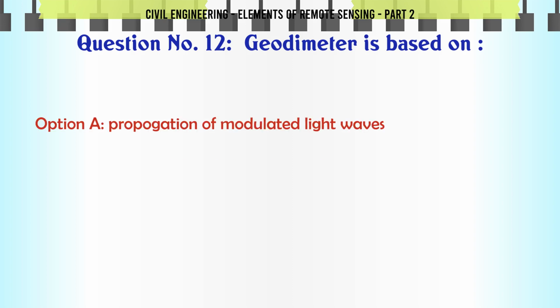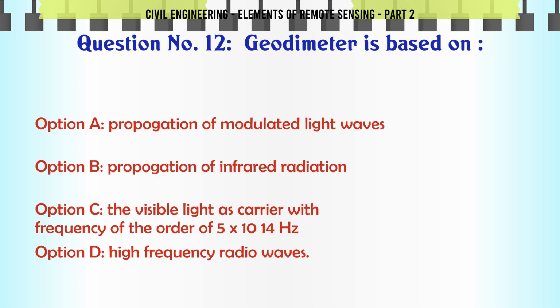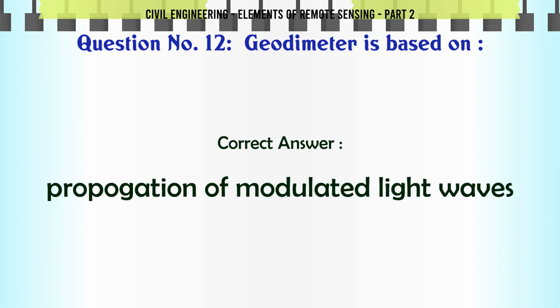Geodimeter is based on A. Propagation of modulated light waves. B. Propagation of infrared radiation. C. The visible light as carrier with frequency of the order of 5 x 10^14 Hz. D. High frequency radio waves. The correct answer is propagation of modulated light waves.